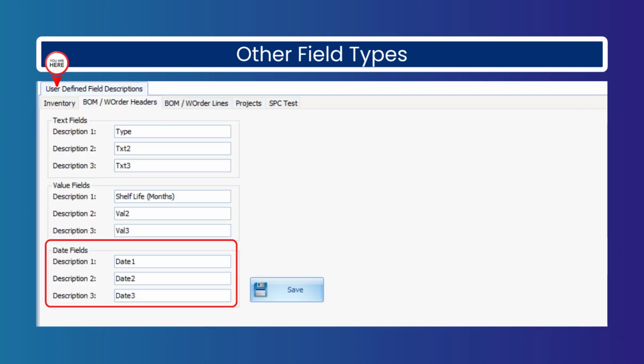We used numeric and text fields today, but keep in mind that date fields work exactly the same way. Whether you are tracking expiration dates or specific quality check times, the setup process is identical. It is all about making the system work for your specific workflow.